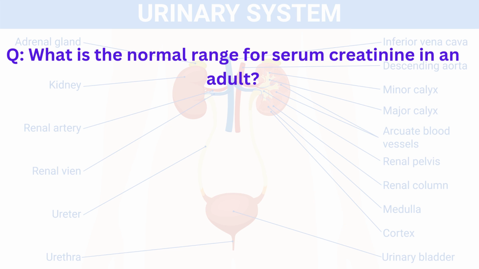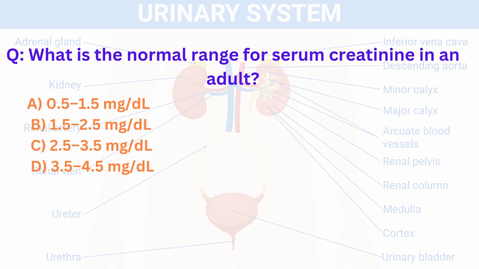Next question is, what is the normal range for serum creatinine in an adult? Options are 0.5 to 1.5 mg per deciliter, 1.5 to 2.5 mg per deciliter, 2.5 to 3.5 mg per deciliter, then 3.5 to 4.5 mg per deciliter. First option, that is 0.5 to 1.5 mg per deciliter. This is the typical normal range for serum creatinine levels in adults. That indicates normal kidney function.